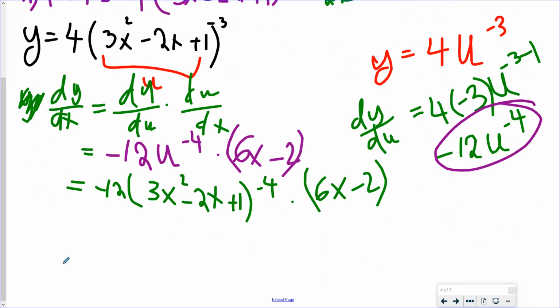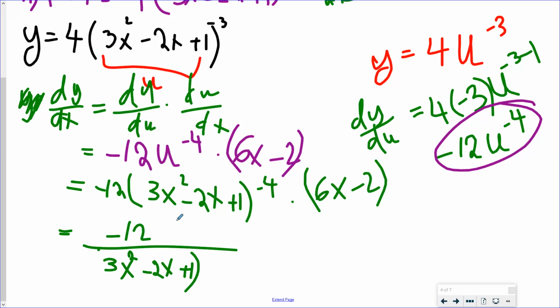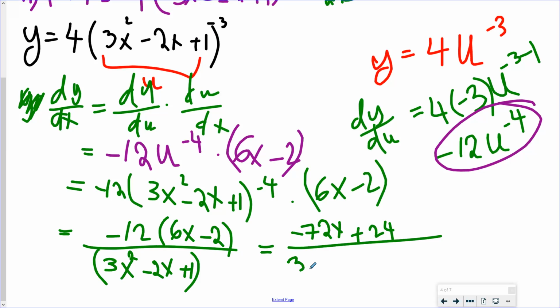Then I can write it now as negative 12 over 3x squared minus 2x plus 1, times 6x minus 2. Also, you can write it as negative 72x plus 24 over 3x squared minus 2x plus 1. So the derivative of 4 times 3x squared minus 2x plus 1 raised to the power negative 3 is negative 72x plus 24 over 3x squared minus 2x plus 1.